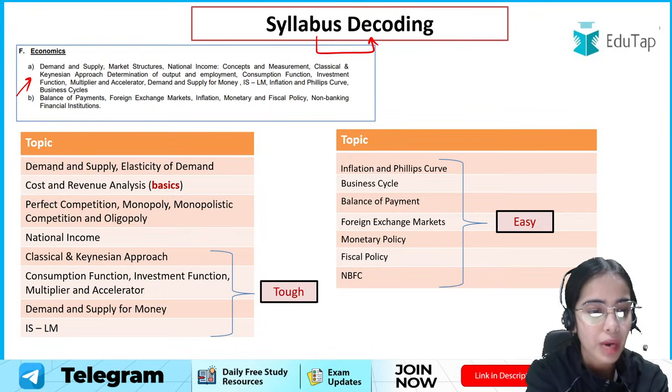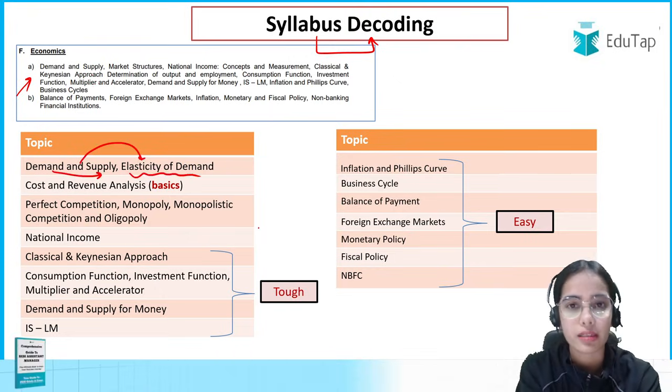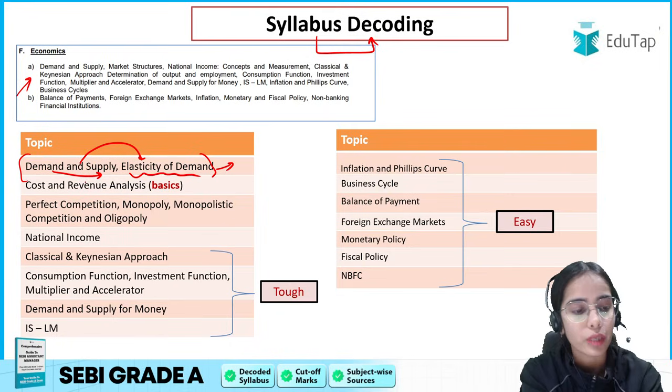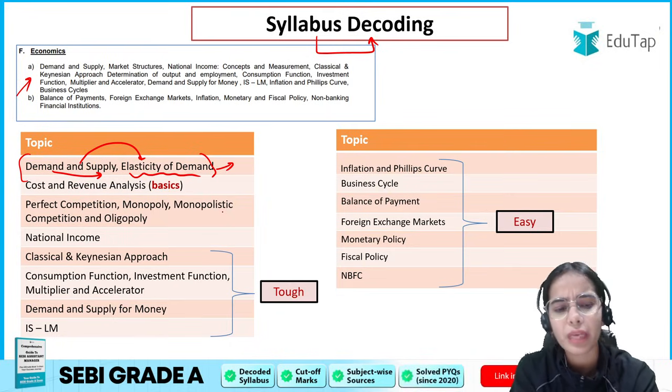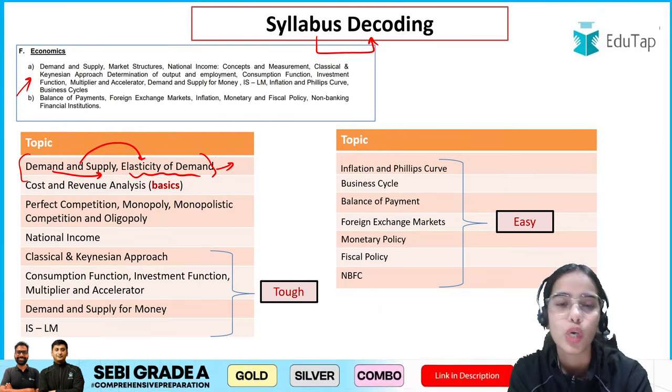So first of all, demand and supply. As well as in demand and supply, you also have to focus on the elasticity of demand, okay? So this is an important chapter, okay? Demand and supply and elasticity of demand, in the first go it might seem difficult, but if you get the understanding, it becomes very easy, okay?